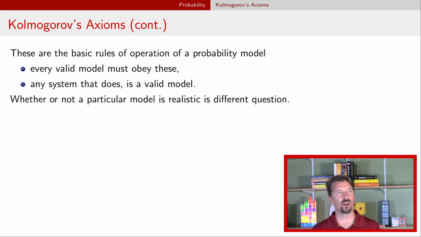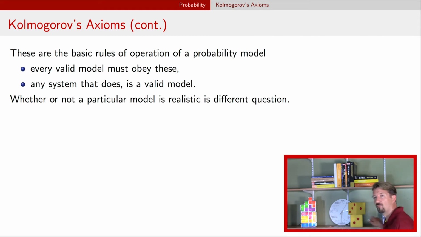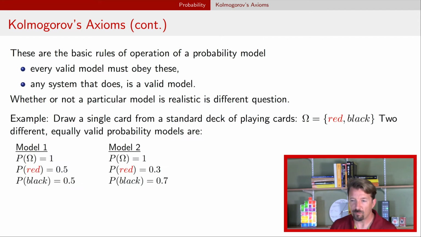Okay, so I want to make a comment about these axioms and whether or not they lead to helpful probability models. The key thing here is that in order for something to be a probability model, it has to obey those axioms. But any system that obeys those axioms is a probability model. So there's then a question about whether that probability model is at all useful. And so here's my really cheesy, dumb example.